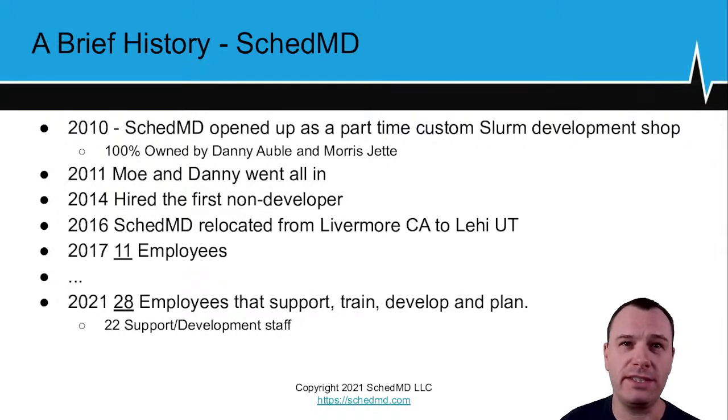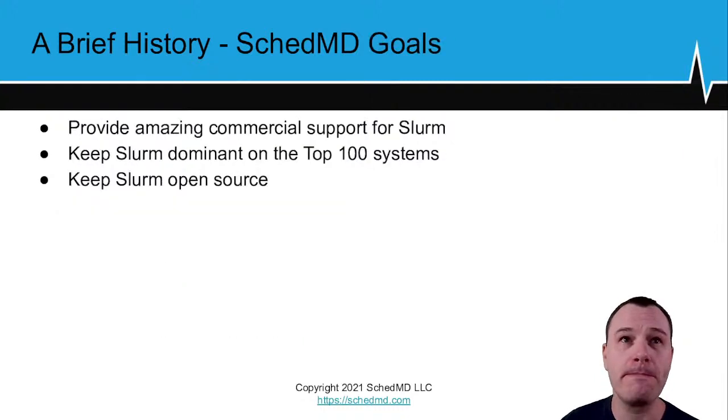In 2016, SchedMD relocated from Livermore, California to Lehi, Utah. Since then, we have moved to a new, larger location in Lehi to accommodate our growing business needs. In 2017, we had 11 employees, mainly support and development engineers. And as of 2021, we are a healthy 28 employees with the bulk of our staff in support and development. SchedMD's company goals are to provide amazing commercial support for Slurm, make sure we keep our dominance on the top 100 systems, and to keep Slurm open source.